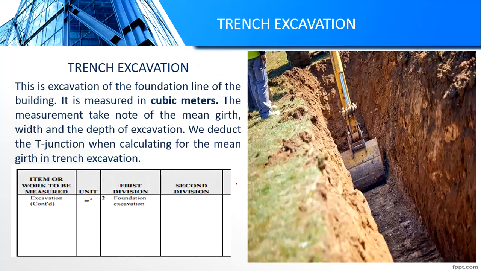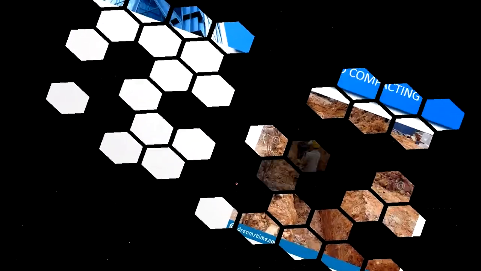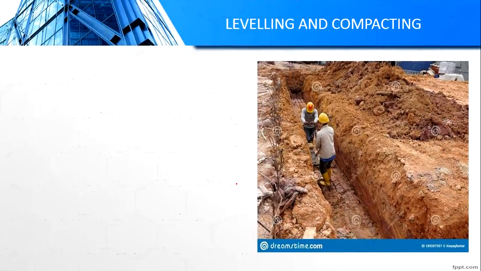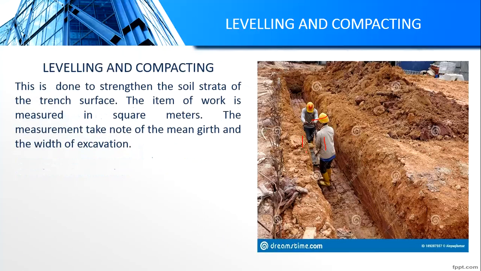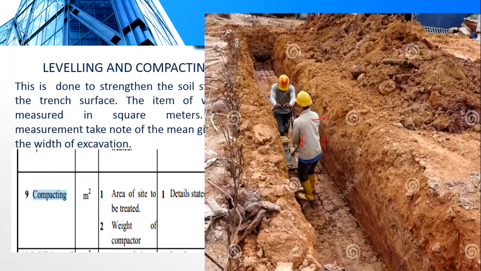After our trench excavation, we have leveling and compacting. You can see two workers here working in the foundation trench. They are using a rammer to compact the trench surface. You can see the two of them using the machine to compact the trench surface. Leveling and compacting is measured in meter square. They take note of the length of the foundation and the width of excavation. So that's it under leveling and compacting.